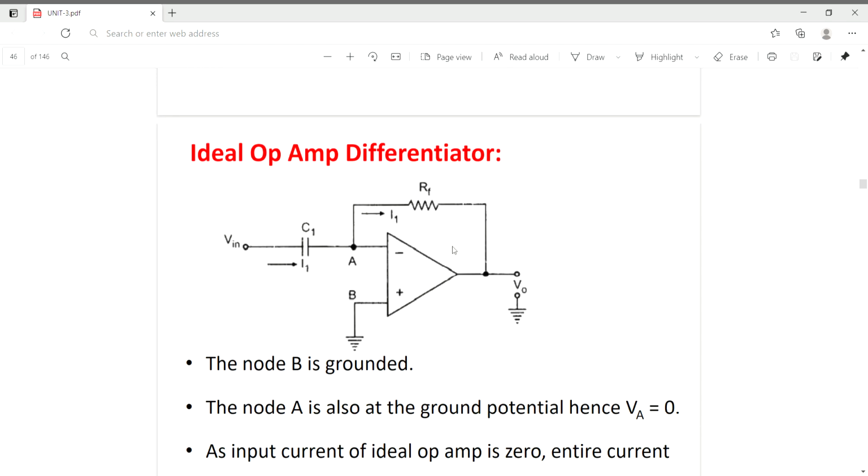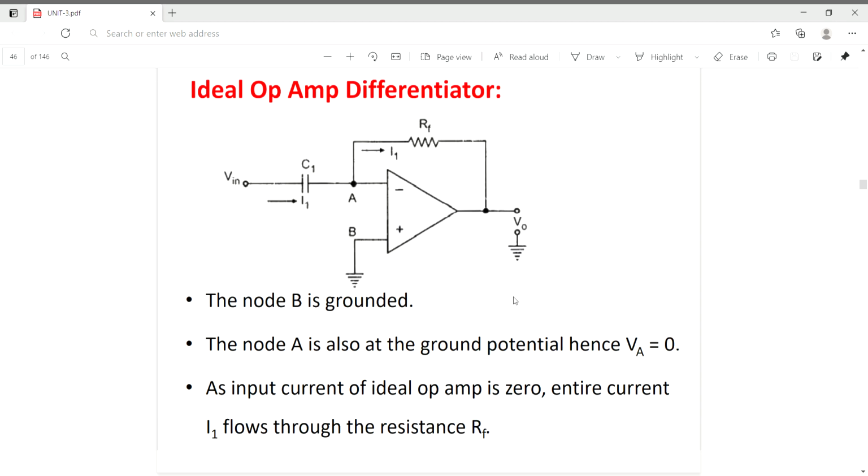So this is the circuit for the differentiator, and this is Vin, the input we are providing to the inverting terminal, and RF is the feedback resistance, and the current through it is given as I1, and the current through the Vin is given as I1, and the C1 capacitor is connected to the input, and B is connected to ground, and we'll be getting output as V0.